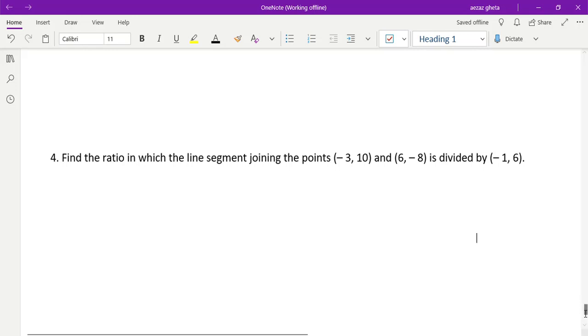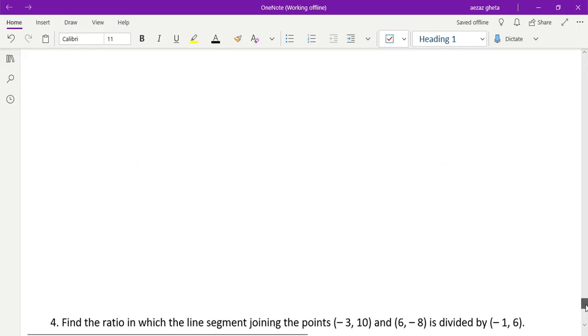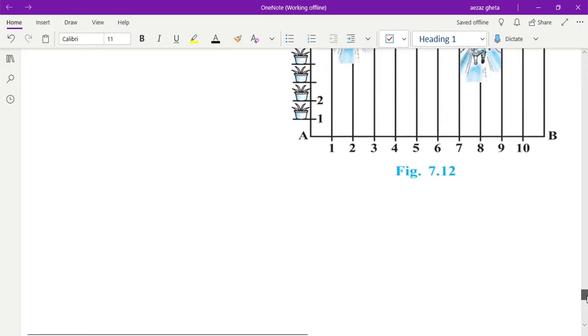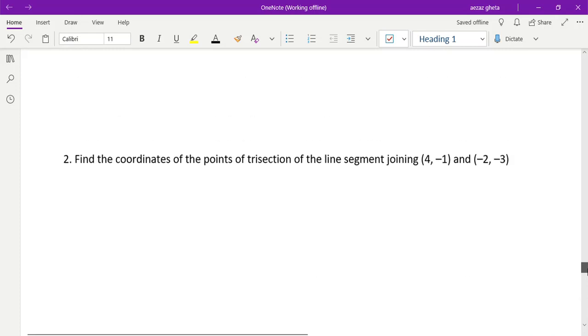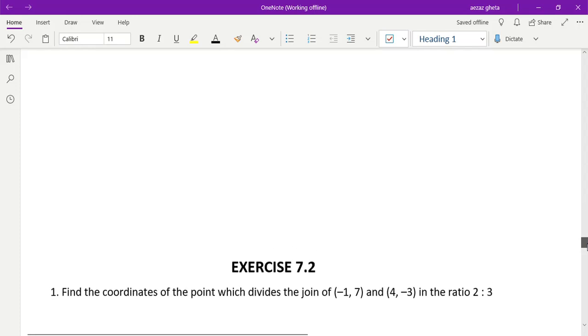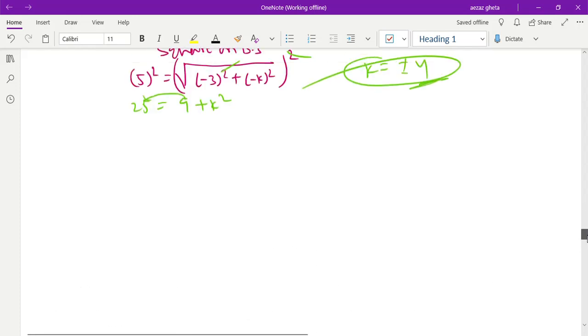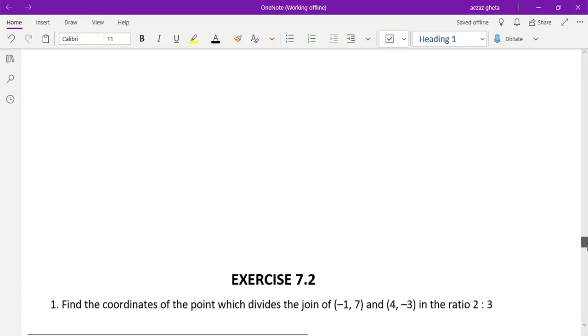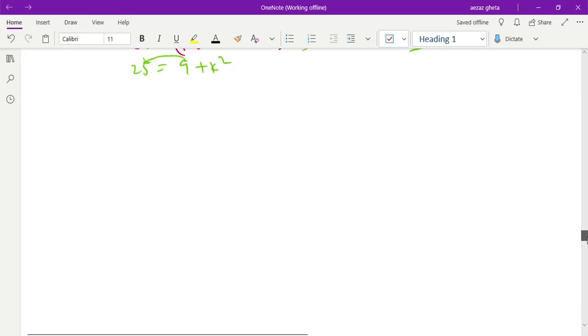How is your preparation going for your midterm SA-1 examination, which is very near now? Few days left. This is the fourth part of your coordinate geometry, and we have already done the first exercise. Kindly watch the video till the end because we are going to give certain extra questions also from this concept that we are going to explain now.